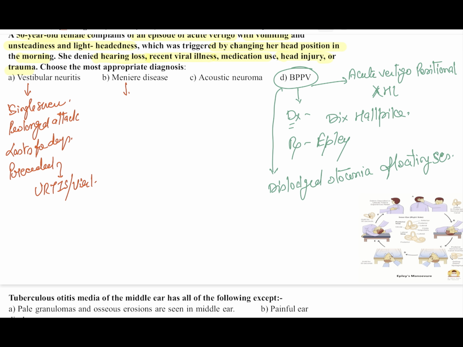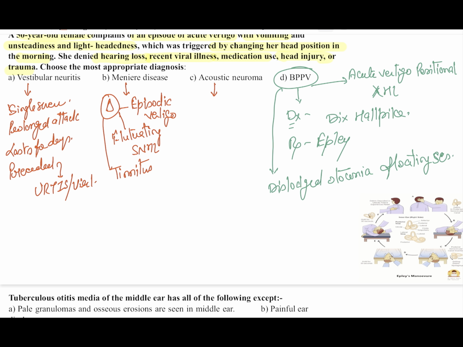it is not changing with, or occurring because of, positional change. What is Meniere disease? The classical triad of Meniere disease is episodic vertigo, so vertigo will come in episodes, then there will be fluctuating sensorineural hearing loss, and along with this the patient will have tinnitus. So this is the classical triad of Meniere's disease. In this condition an episode can last from minutes to hours.